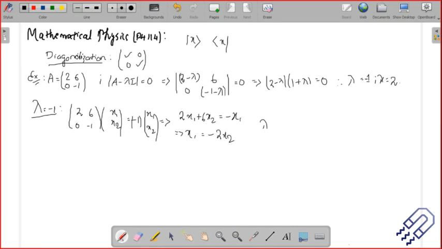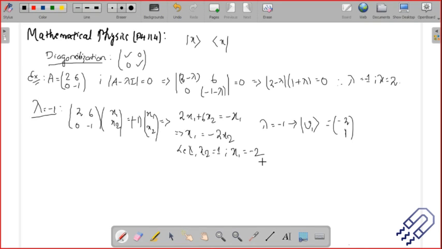So for lambda equal to minus 1, we have got the eigenvector. I'll represent it as v1, v for vector, which is equal to minus 2 and 1. This one I think you remember. I can assume one value: let x2 be equal to 1. So x1 is equal to minus 2, which means we write it as minus 2 and 1.